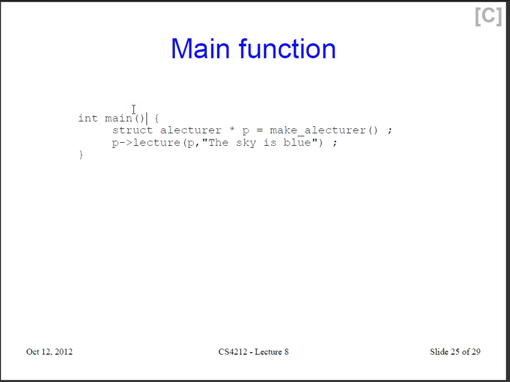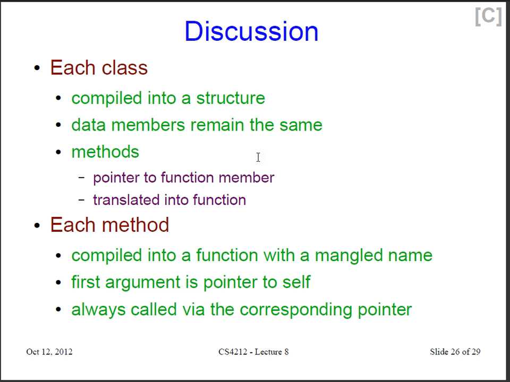So this is what the main function would look like, right? So we create a lecturer, an arrogant lecturer, and then remember this pattern: P arrow lecture P. This seems redundant. It's not at all redundant, right? If you forget about the P there, nothing works anymore.